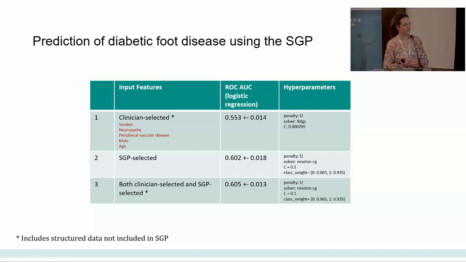When we look at the clinician selected features, that includes some structured demographic information that isn't SNOMED coded, so can't be selected by the SGP. So in the third grouping, we include both the clinician selected and the SGP selected features, and this does slightly improve the ROC compared to either alone. And you can see the hyperparameters chosen from a grid search.